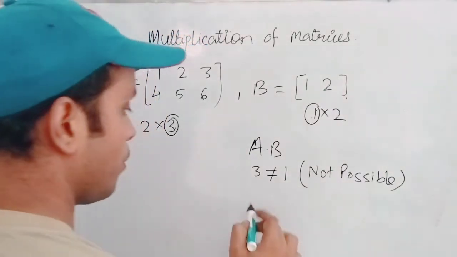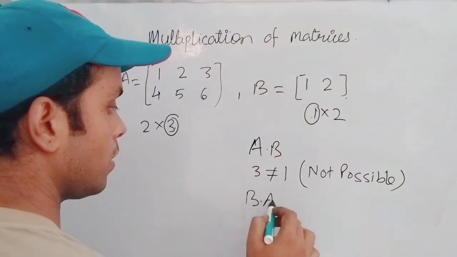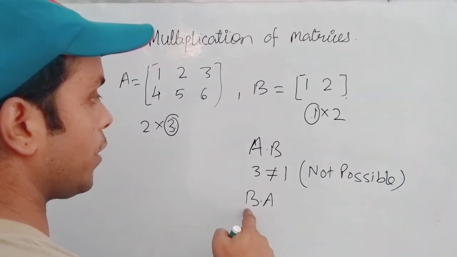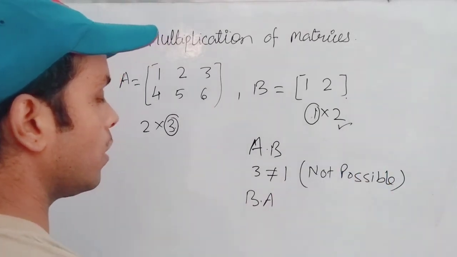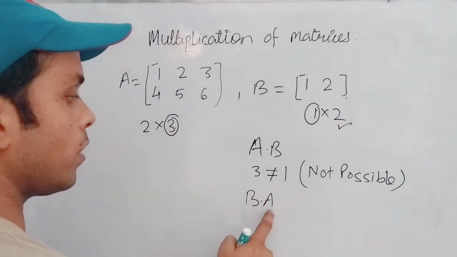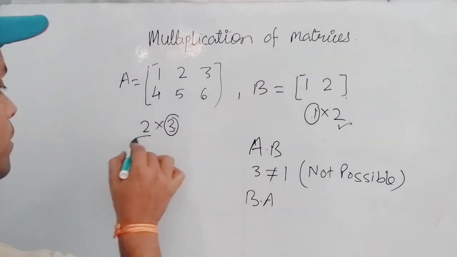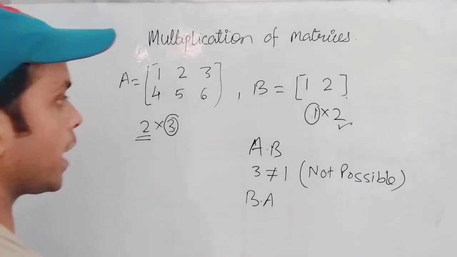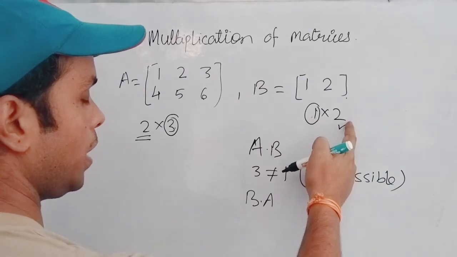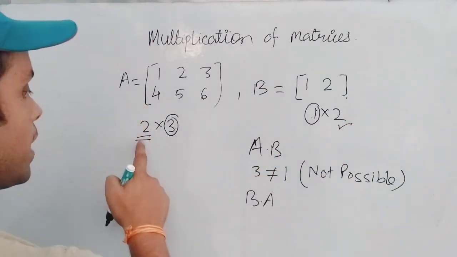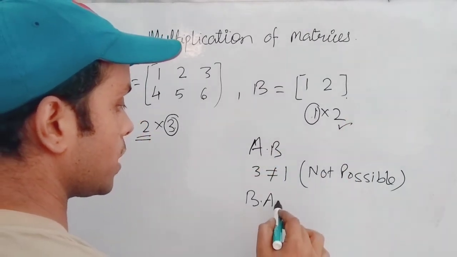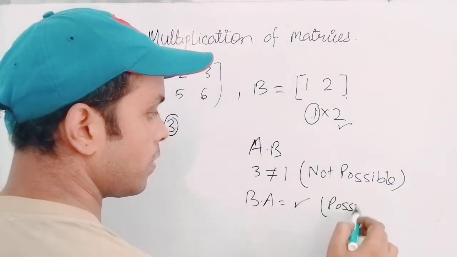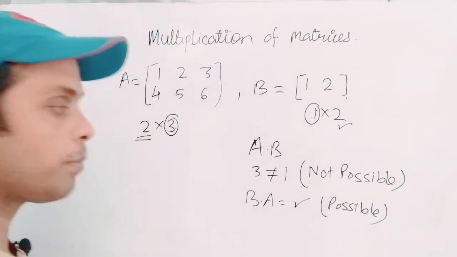So let's check whether B into A is possible. For B into A, look, the number of columns in matrix B, yes, it's 2, must be equal to the number of rows in matrix A. What is the number of rows in matrix A? Yes, it's 2. So this condition is satisfied here. The number of columns in B is 2 and the number of rows in matrix A is also 2. So this multiplication is defined. This is possible. So how do we multiply them?